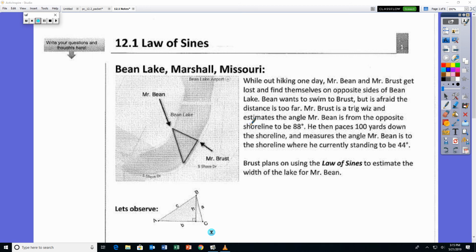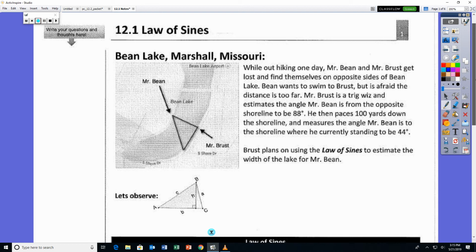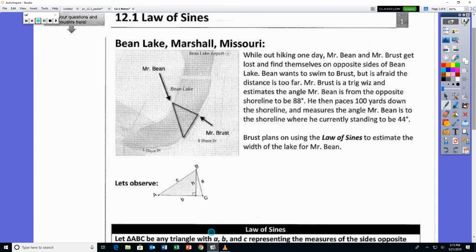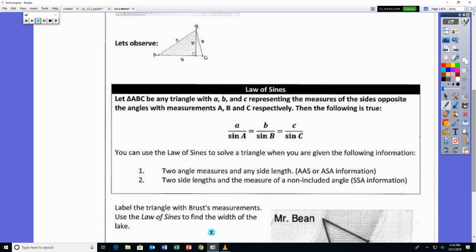Alright, so this is for the law of sines section here. Right up top here, this is just one of our word problems that I'll be using below. So specifically, law of sines: a side over the sine of the angle matching to it. So you're creating three different fractions that are all related to each other.